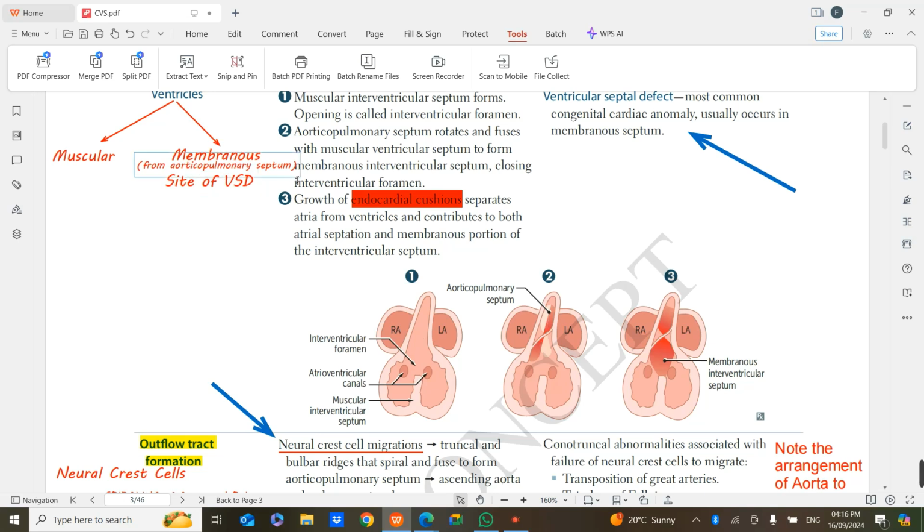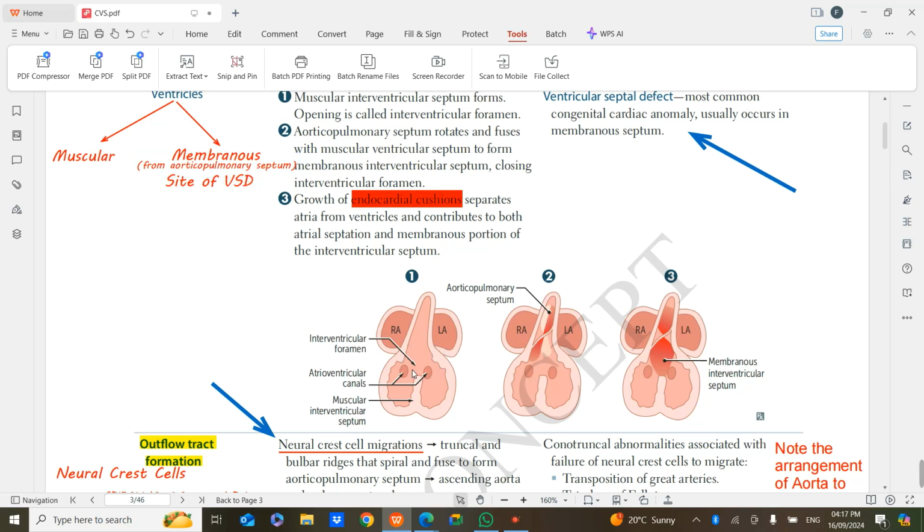aorticopulmonary septum. It's not a big name. When you look at the ventricles, the outflow tract you have on it, you have the aorta, you have the pulmonary trunk. So the septum that is more or less separating those two major trunks is actually the aorticopulmonary septum, like something that is dividing them. All right. So from it, you have this membranous portion actually growing from. So never forget this at all.